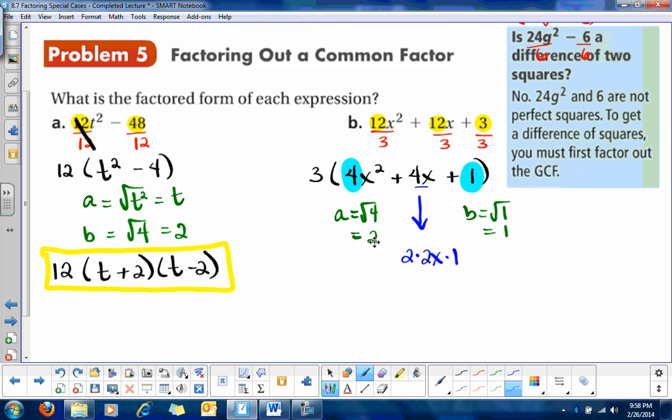So now we can use the A term and the B term and write our binomials. So don't forget the term that you factored out. We need to bring that down. So now we have 3 times 2x plus 1, and because this is a trinomial and not a difference of squares, we're just going to have quantity squared. And there's our final answer. There you go.